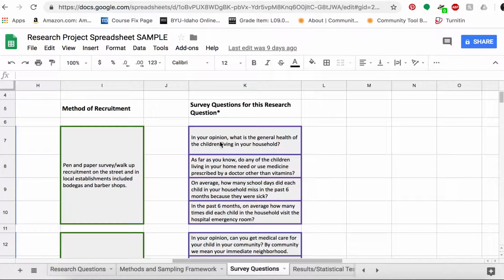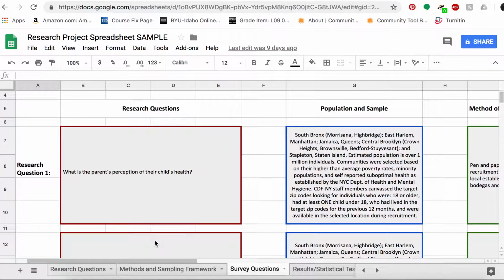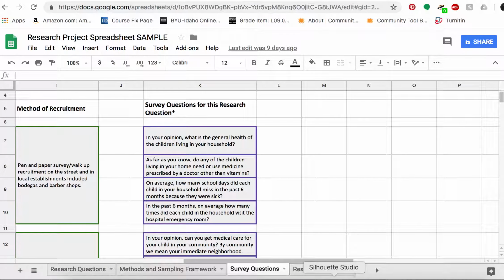Well, here are the research questions right here that correspond with that particular research question. So if I want to know what is the parent's perception of their child's health, this is how I'm going to answer that. I'm going to ask them, in your opinion, what is the general health of the children living in your household? As far as you know, do any of the children living in your home need or use medicine prescribed by a doctor other than vitamins, etc.?